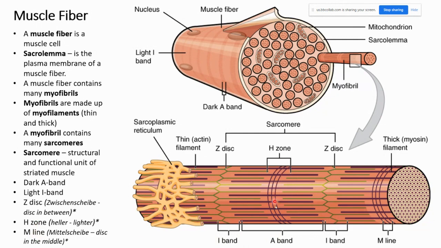The M line just holds the myosins together. That's these proteins here. The H zone is inside the A band. So inside the A band, there's an area where there's no overlap. See where the actin only goes so far? It stops right there. So that area where there is no overlap is the H zone.